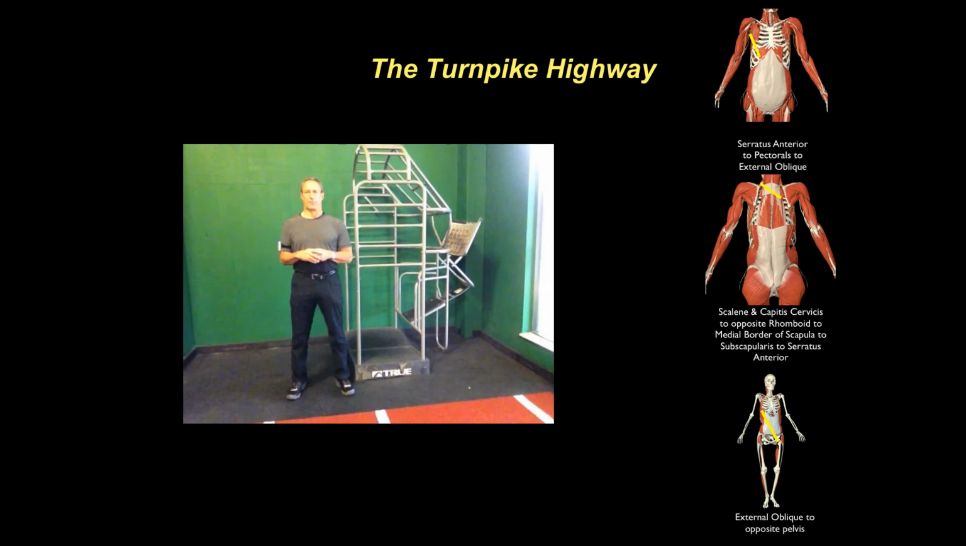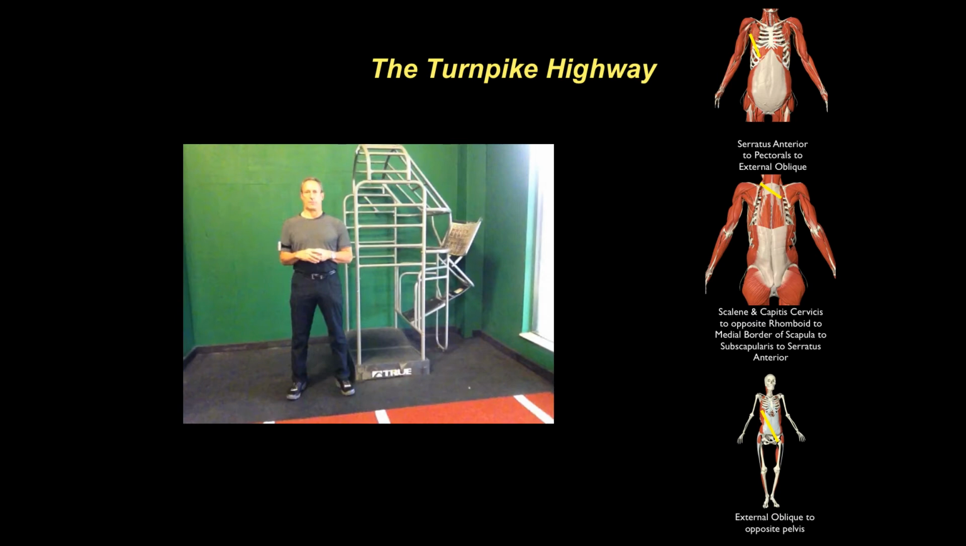The turnpike connects the opposite posterior cervical spine to the opposite scapula, wrapping around the back to the same side hip. The scalene and the cervicis capitis attach to the rhomboid to the opposite side of the spine. The opposite rhomboid connects to the medial 30% of the anterior surface of the scapula and merges with the subscapularis. At the lateral 20% of the scapula, the subscapularis conjoins the serratus anterior, which wraps around the side of the torso and unites with the external oblique. The external oblique fibers run diagonally to the opposite hip.